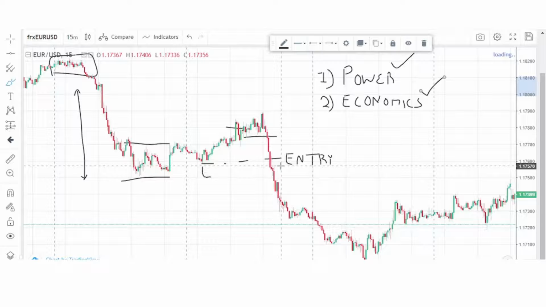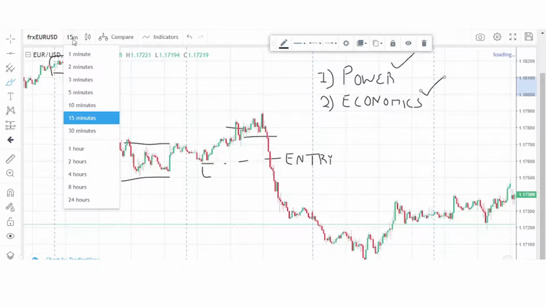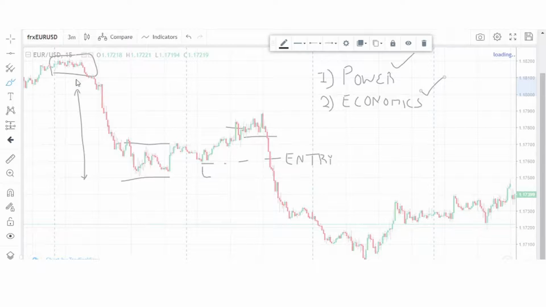Okay, so once you have determined your power and you have seen that your session has been broken, I will advise you to look at the 15 minutes time frame, because most of you are beginners. So once you see the power on the 15 minutes time frame, you then shift to the 3 minutes. You shift to the 3 minutes to monitor your pullbacks. Okay, go to the 15 minutes time frame.